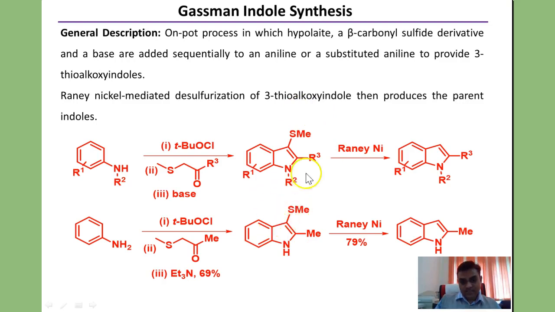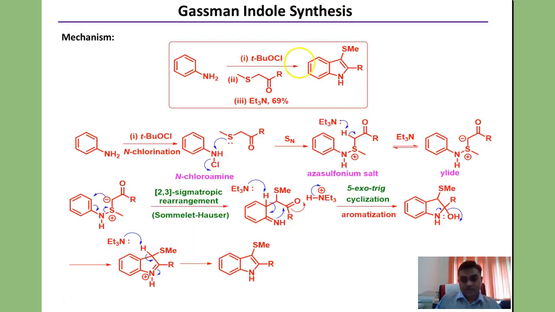Now this reaction is successful because of the sulfur chemistry, and sometimes we may not require the sulfur. In that case, the sulfur can be removed by using Raney nickel desulfurization. So in this way, we have prepared a 2-substituted indole. Here 2-methyl indole can be prepared with the help of the Gassman indole synthesis. The mechanism of this reaction is very interesting to discuss.